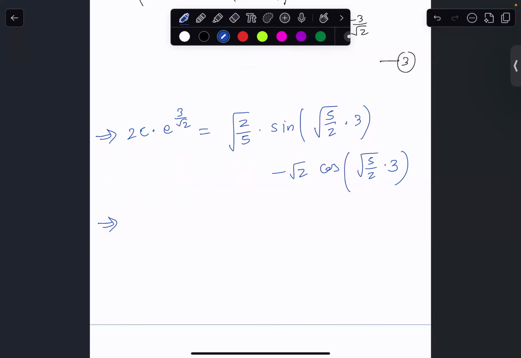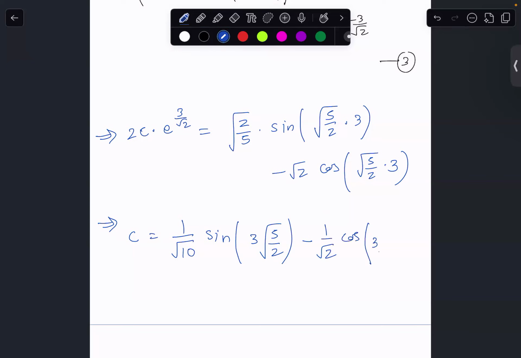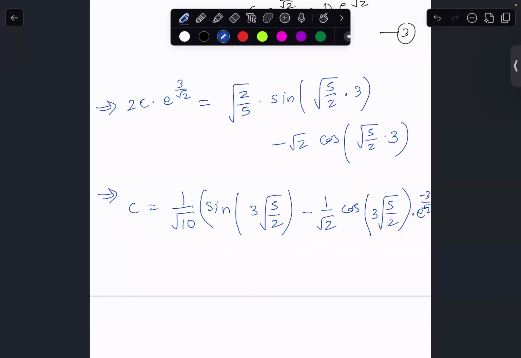And therefore, my c is 1 upon square root of 10 sine of 3 square root of 5 upon 2 minus 1 upon square root of 2 cos of 3 square root of 5 upon 2. This entire thing times e to the power minus 3 over root 2. So this is my value of the constant c.